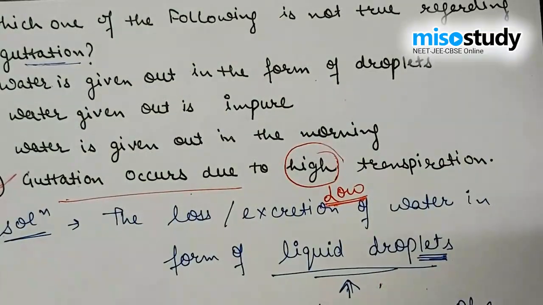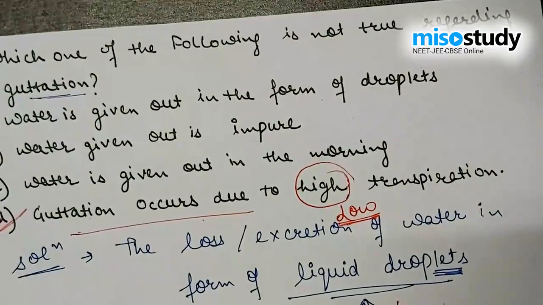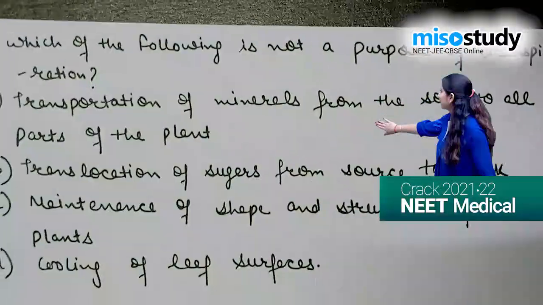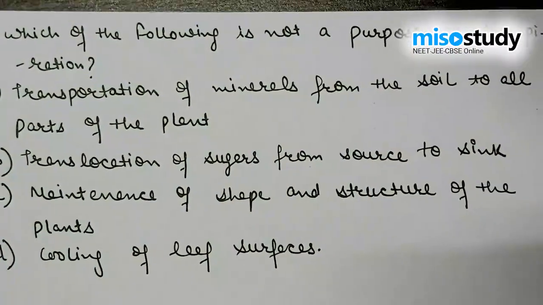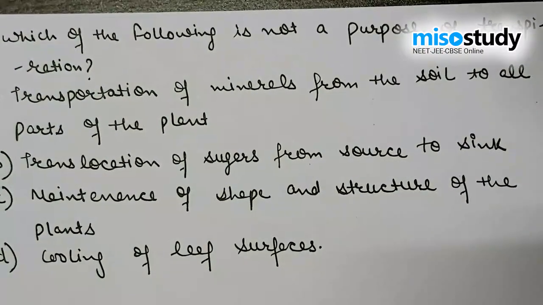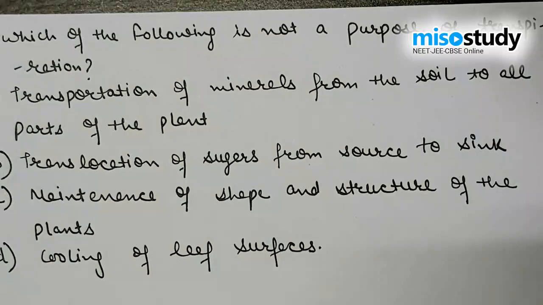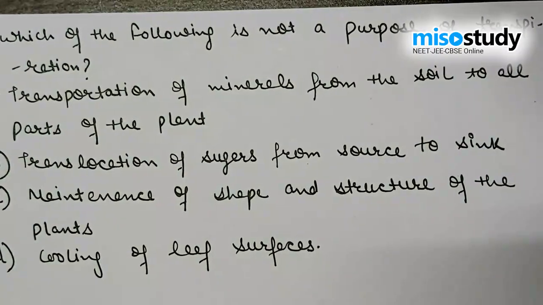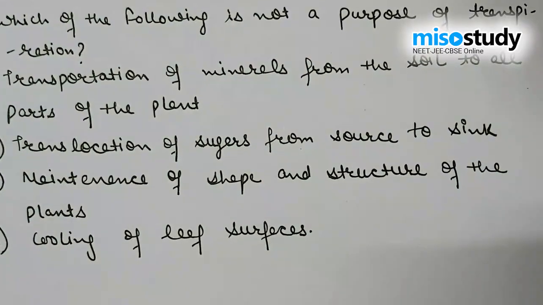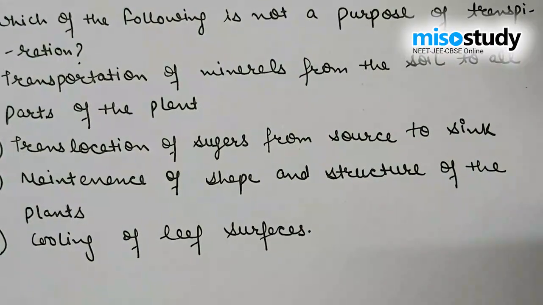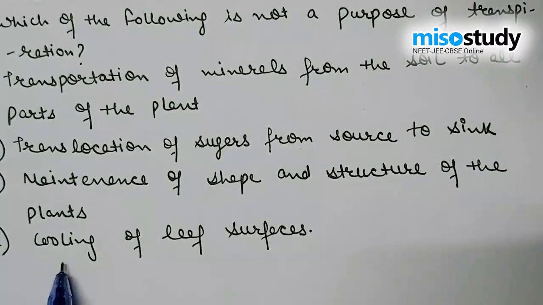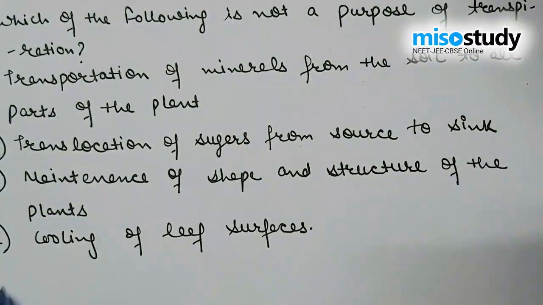Let's discuss the next question from transportation in plants. The question is, which of the following is not a purpose of transpiration? Option A, transportation of minerals from soil to all parts of plants. B, translocation of sugar from source to sink. C, maintenance of shape and structure of the plants. And D, cooling of leaf surface.